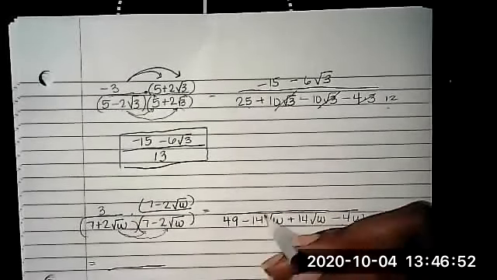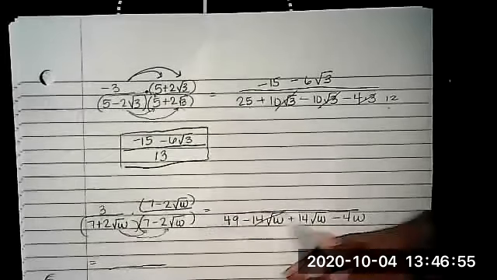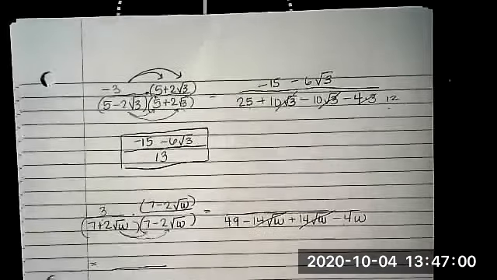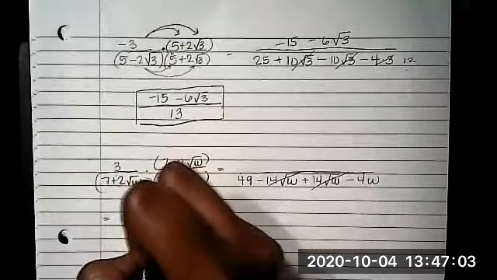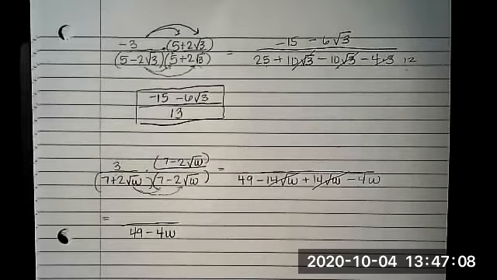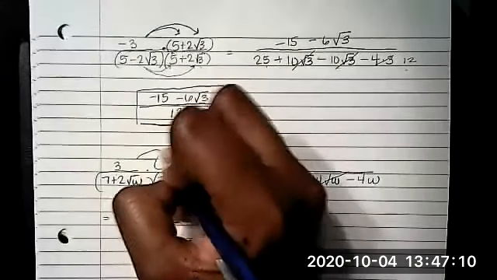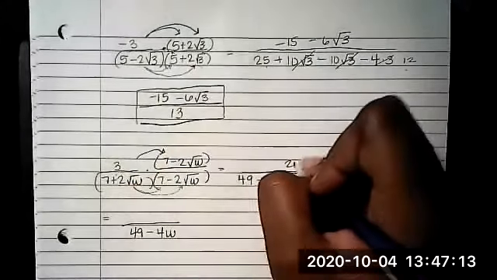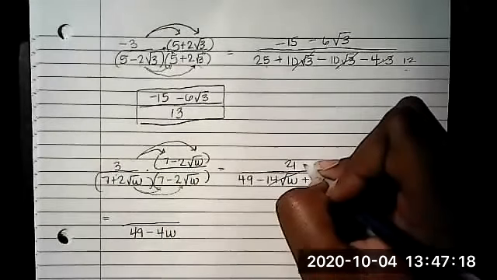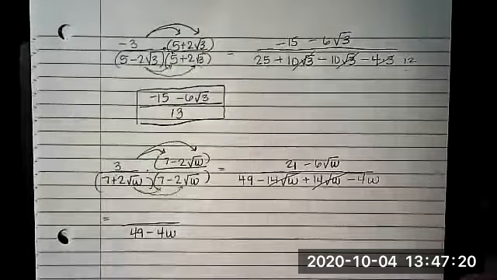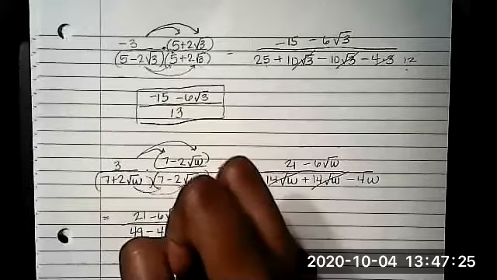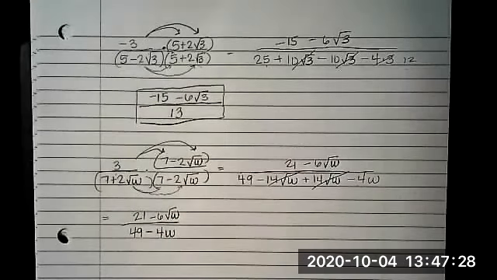We know that negative 14 square root of w and positive 14 square root of w cancel out. 49 minus 4w, you cannot put those together because one has a w and one doesn't. They're unlike terms. Okay. Then we're going to multiply 3 times 7, that's 21. And then 3 times negative 2 square root of w is going to be negative 6 square root of w. So 21 minus 6 square root of w is at the top, no square root at the bottom. This is actually your answer.